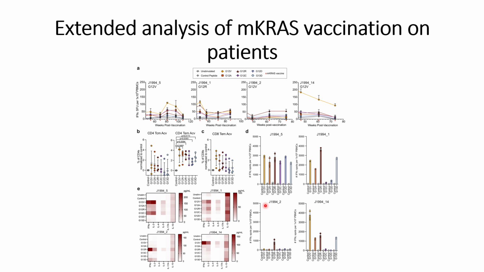Though for patient 3, that is J1994_2, the increase in signals is high for this G12R antigen and mKRAS antigens, but for other cases it doesn't look like they are significantly higher. But in general, they have seen the increase when they extended these PBMCs in vitro with these different mKRAS peptides.